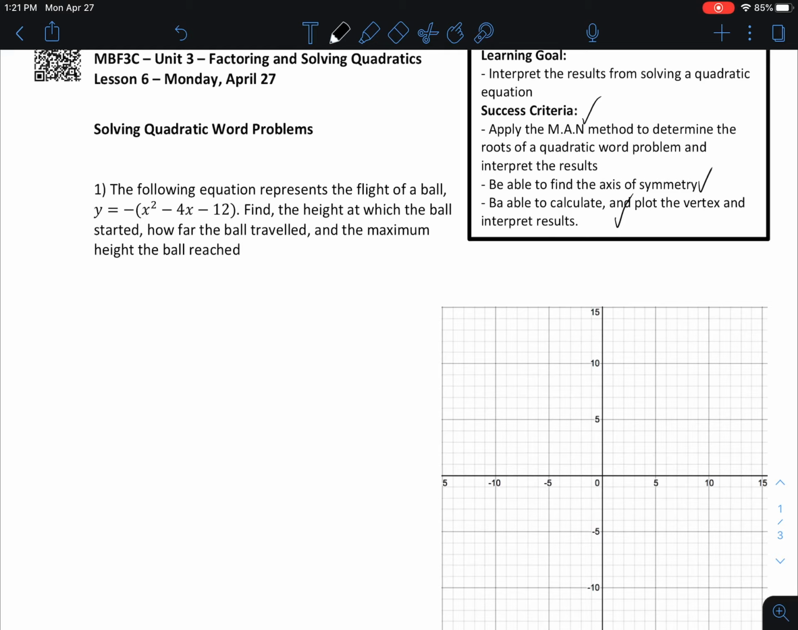So the following equation represents the flight of a ball. Now you'll notice the negative out front. Whenever you throw a ball, it has to go up and come down, right? So the parabola is opening down. That negative has to be there in order for that to be true. So with that being said, let's work our way through here. The first thing you want to find is the height at which the ball started.